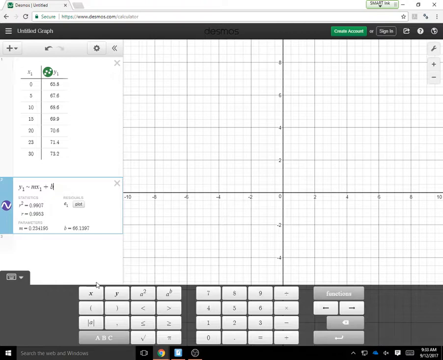Y equals mx plus b. Look at that. So what it's doing, it's grabbing all the y ones from here. We're putting slope in, and then it's grabbing all the x ones from here, and then plus b, and it's going to spit out all of your linear regression.